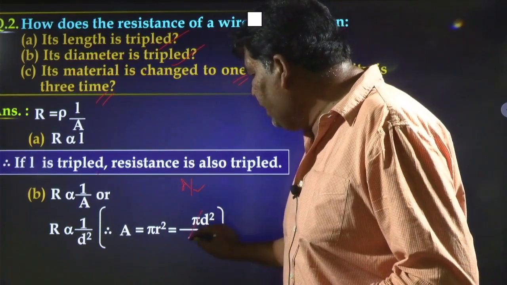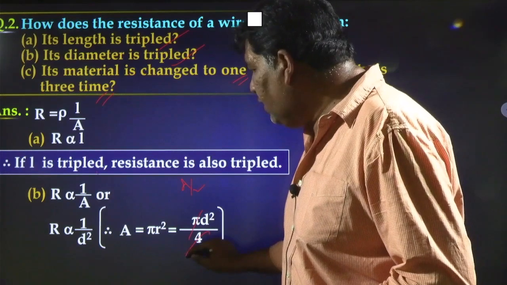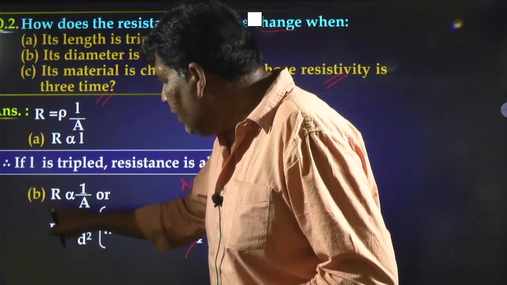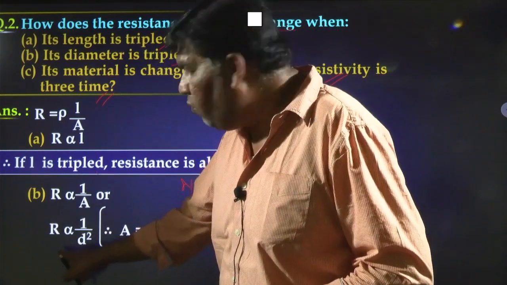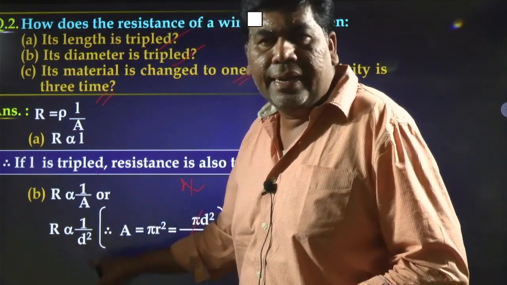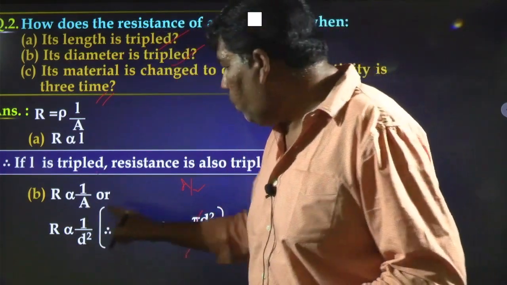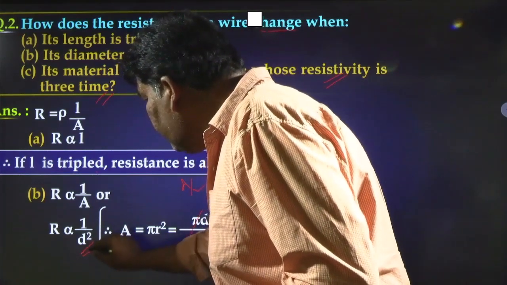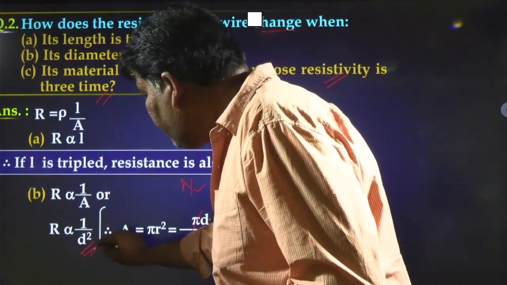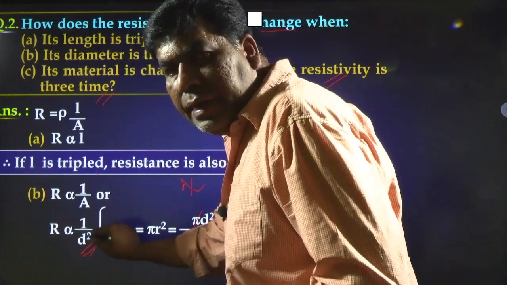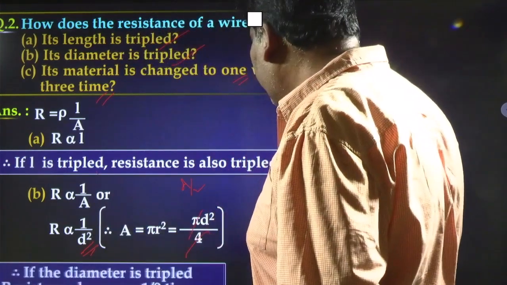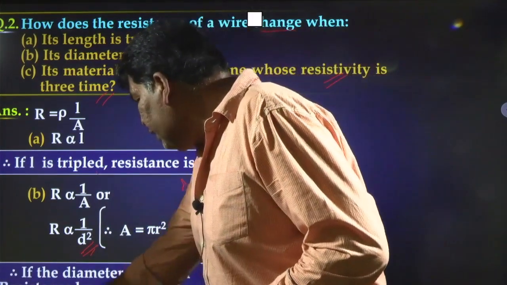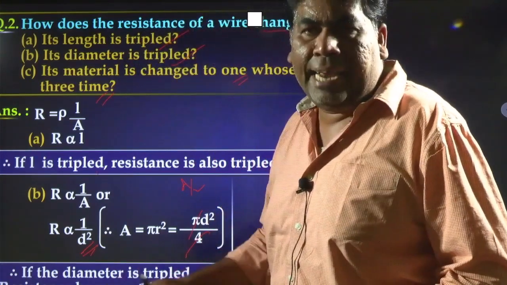So here pi is a constant, 4 is a constant. So this relation we can also write in the form of R is proportional to 1 by d square. Means if the diameter is tripled, 3 square means 9 will come here. So what happens? The resistance will become 1 by 9 times.